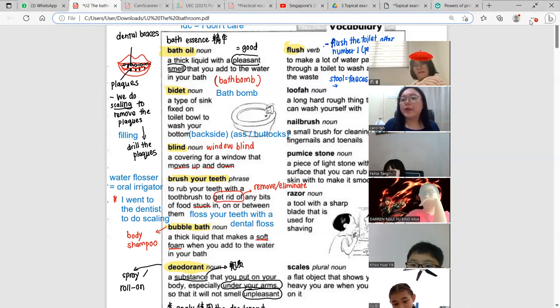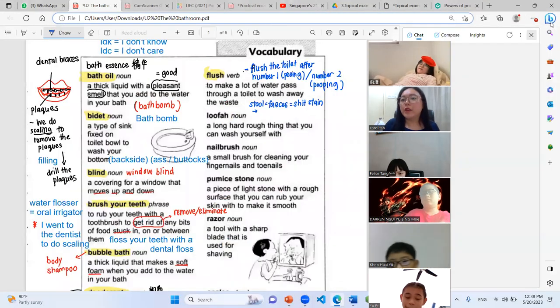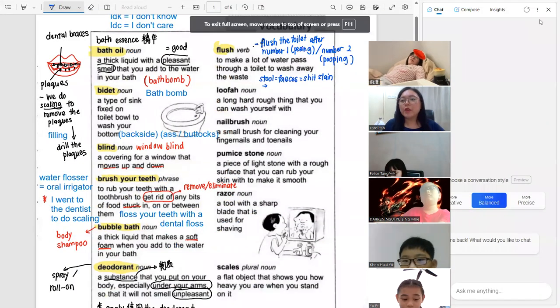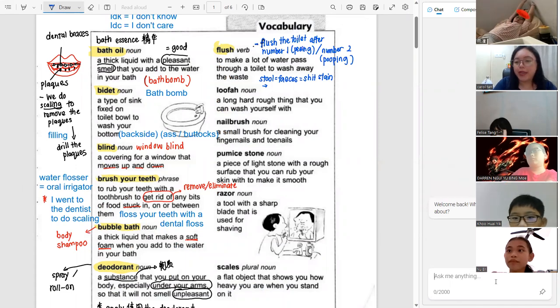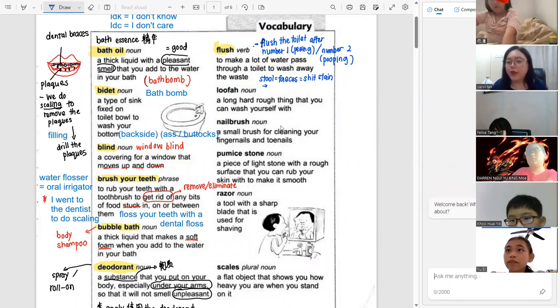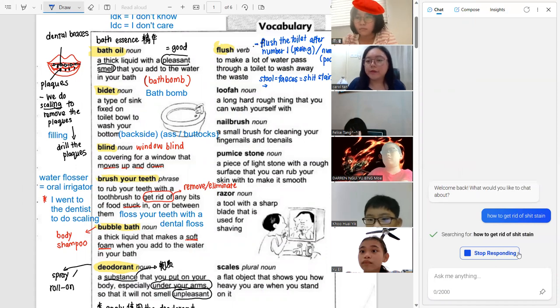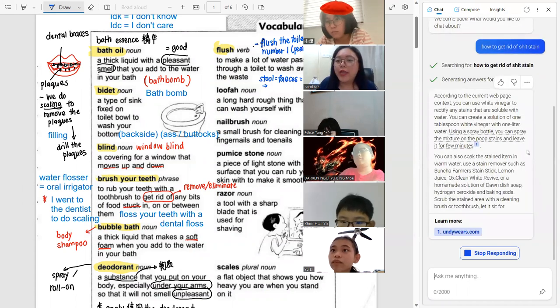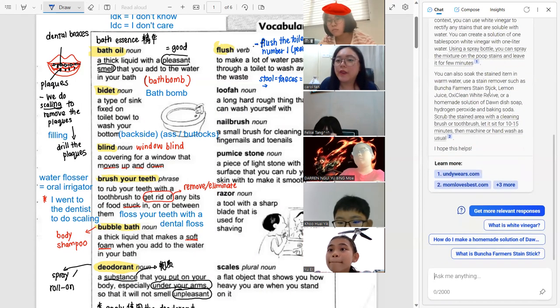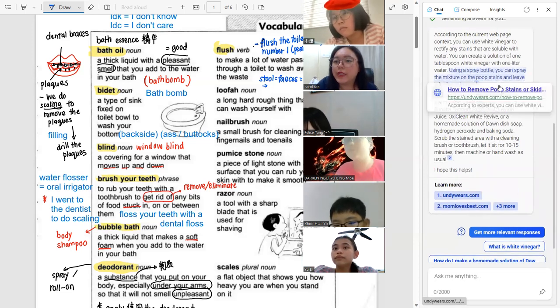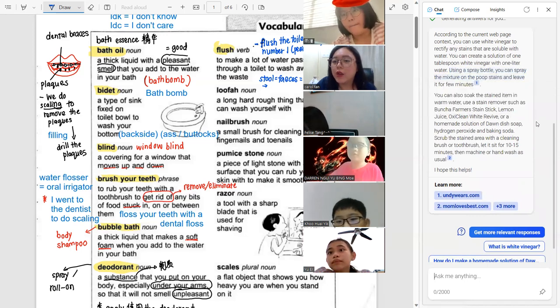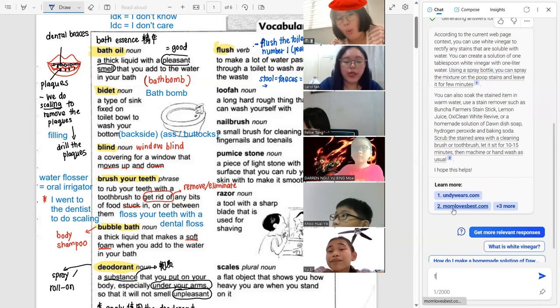Okay, wait. So over here, I'm going to ask Bing how to get rid of shit stain. I asked Bing how to get rid of shit stain. Okay, let's see. You say poop stain. Can you see it? So what is the tool? Okay, let me see.